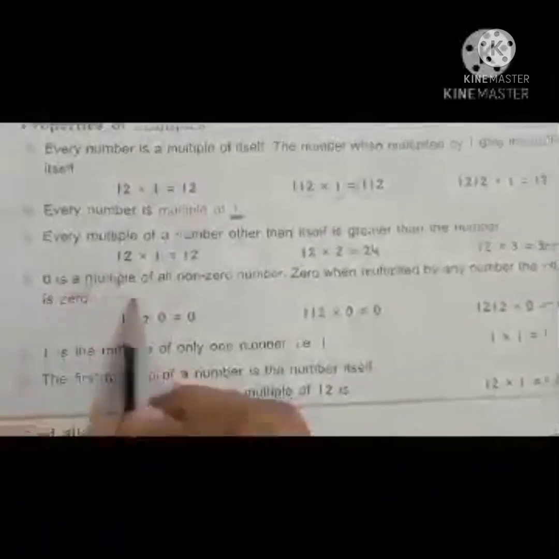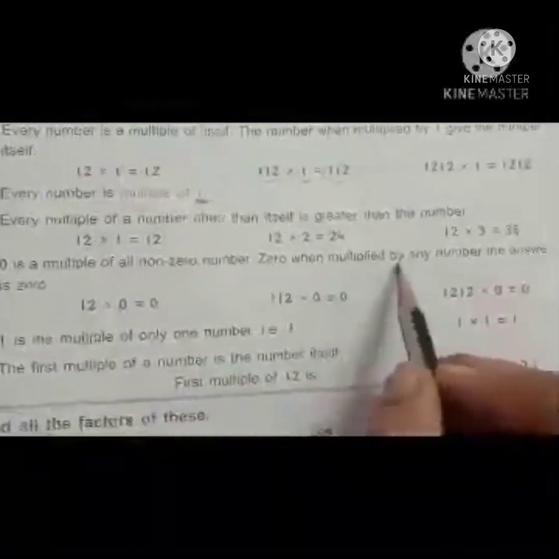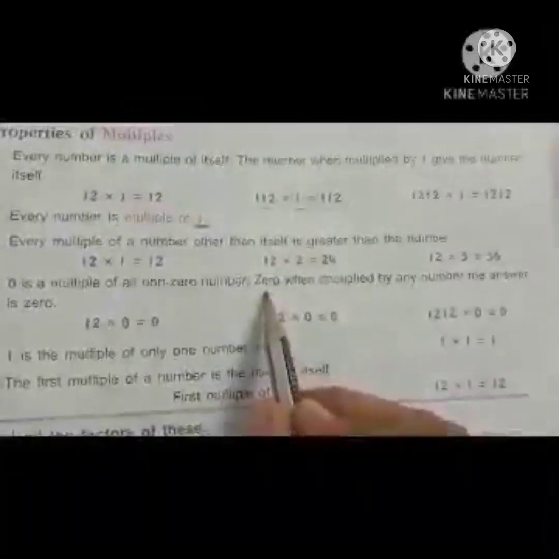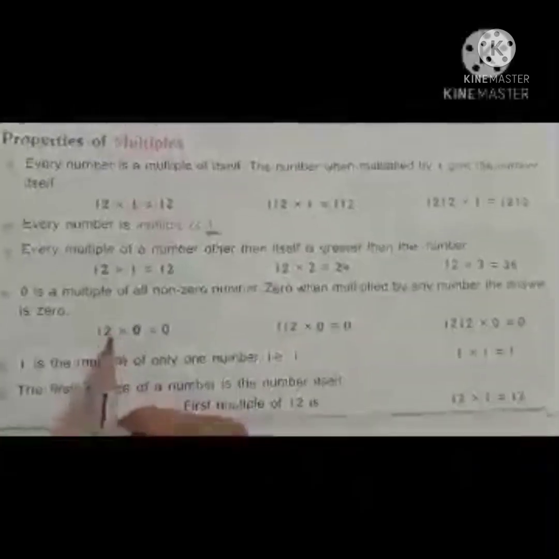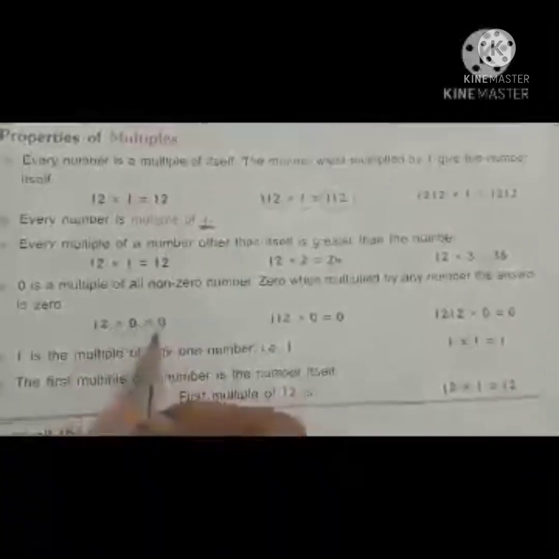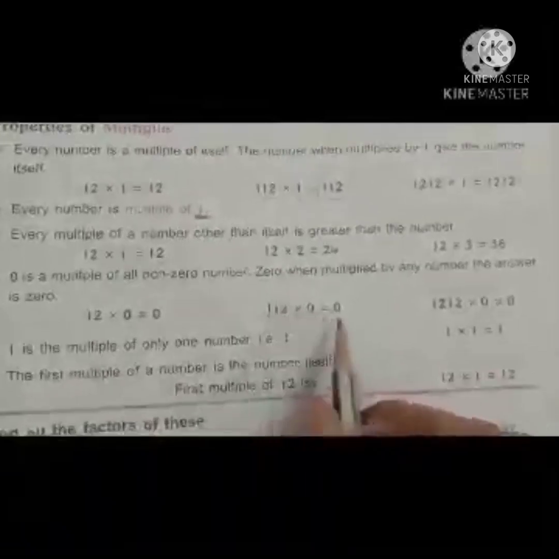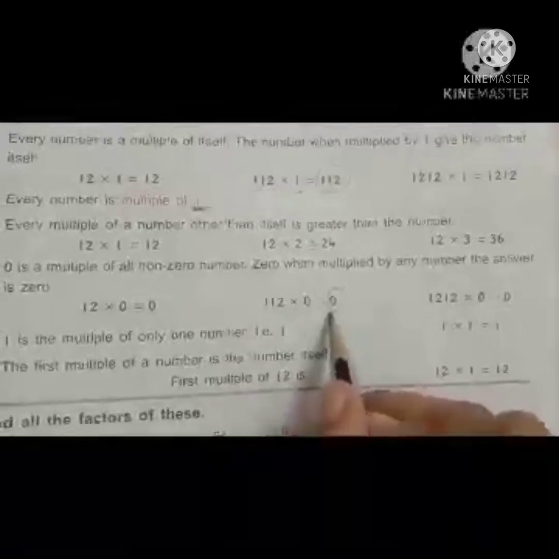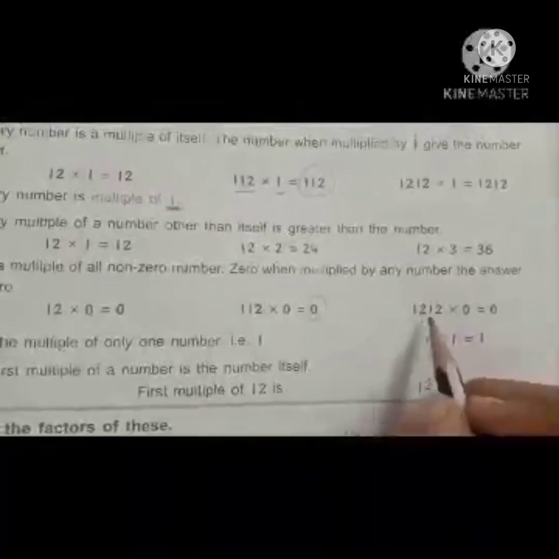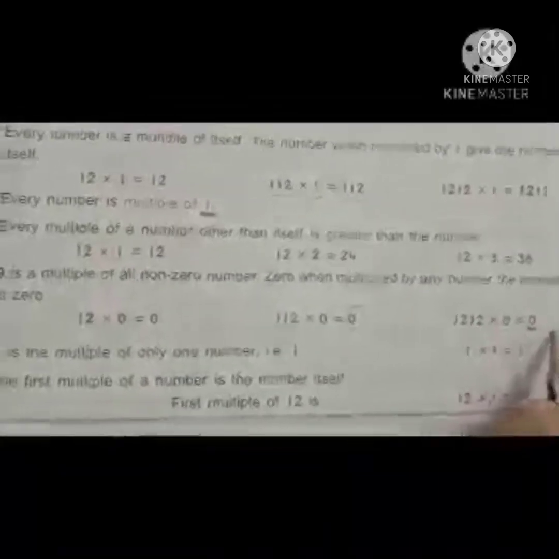Next, 0 is a multiple of all non-zero numbers. 0 when multiplied by any number, the answer is 0. If we multiply 0 with any number, what is the answer? The answer is 0. See here, example: 12 into 0 is equal to 0. 12 zeros are 0. Next, 112 into 0 is equal to how much? 0 only. If we multiply 0 with any number, the answer is 0. See here, 1212 into 0. What is the answer? The answer here is also 0.